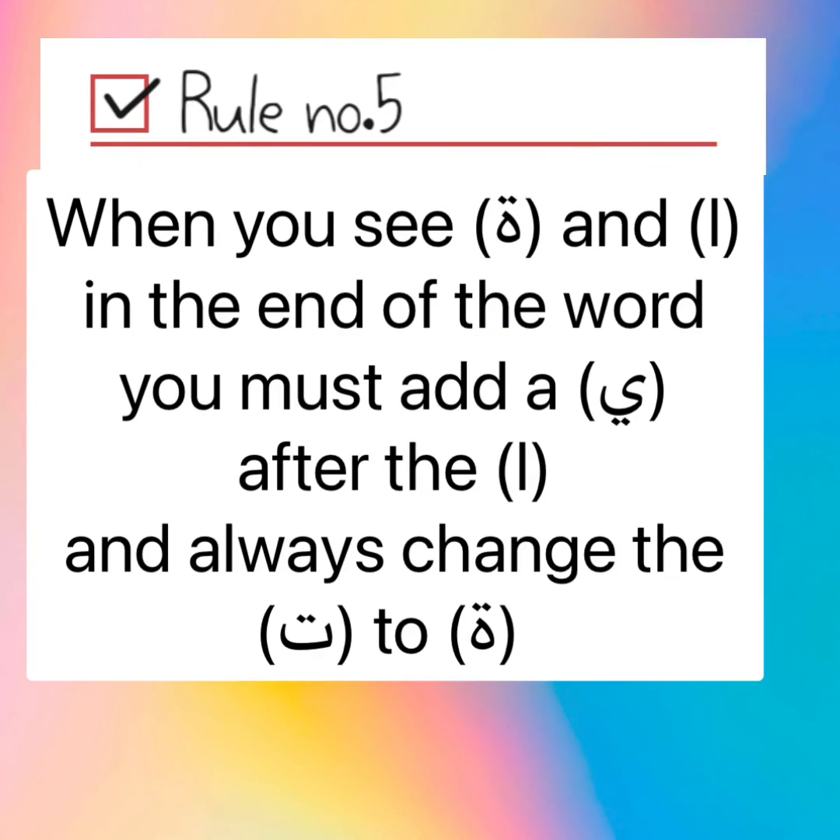Before we do that, let me introduce you to rule number 5, and that's going to be the last rule. It's all about when you see a ta marbuta, a closed ta, right at the end of the word, but there is a mad alif before it: you only add a ya before the mad alif. And as I told you, we always change the ta marbuta to ta maftuha in any plural word. That's a must.